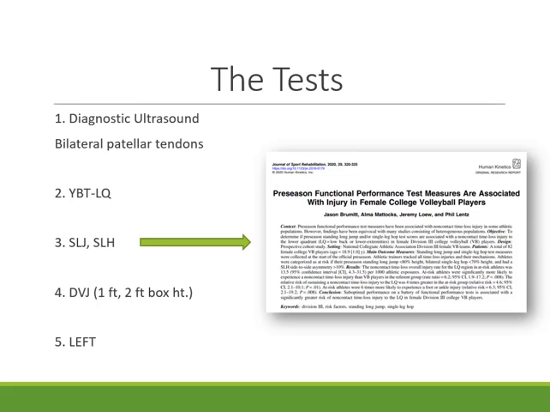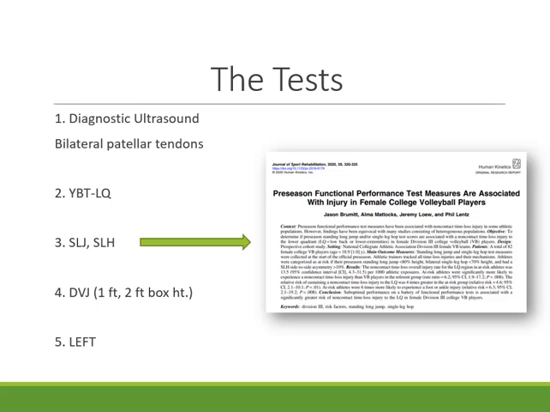So these were the tests. Diagnostic ultrasound. Why we did that is we wanted to look at the health of the tendons. Volleyball players, since they jump a lot, frequent jumping increases the risk of developing patellar tendinopathy. So we wanted to see what the tendons look like at baseline. The Y balance test, number 2 there, again, a test for lower extremity balance.